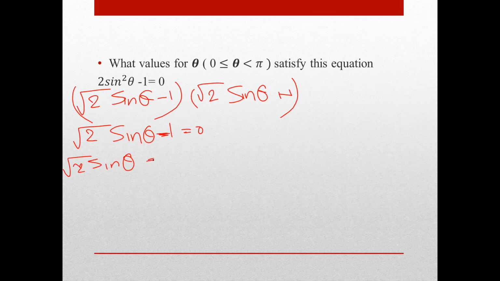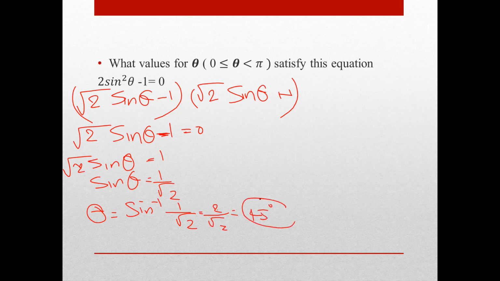Sine theta is 1, so sine theta is 1 over square root of 2. So theta is sine inverse of 1 over square root of 2, or we can write it as square root of 2 over 2, which is 45. So the angle is 45.